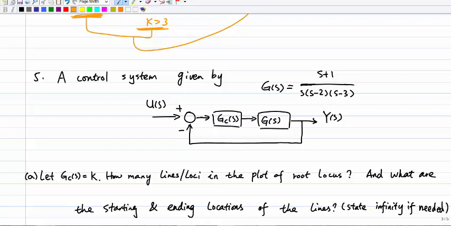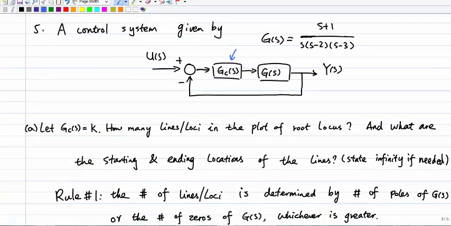Starting with question number 5, we're given a control system, which is a unit negative feedback, with G sub s given by s plus 1 divided by s times s minus 2 times s minus 3. And of course I have a GC of s, which is some controller we might design. It can be a k, or it can be some more complex one. This will determine how we draw the root locus.